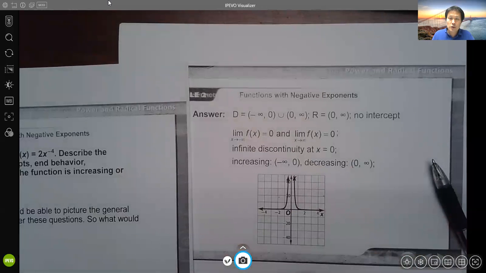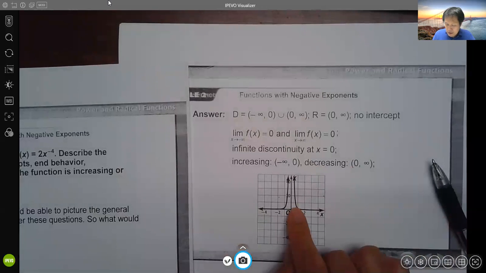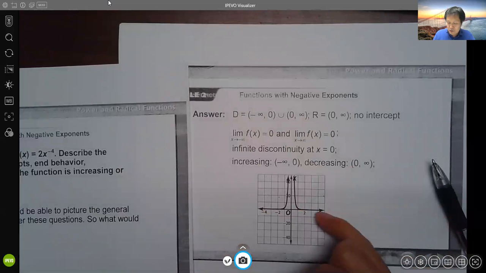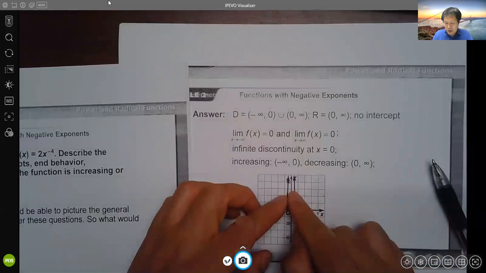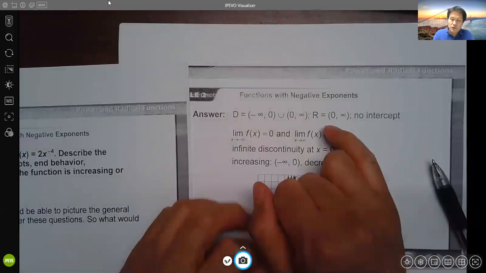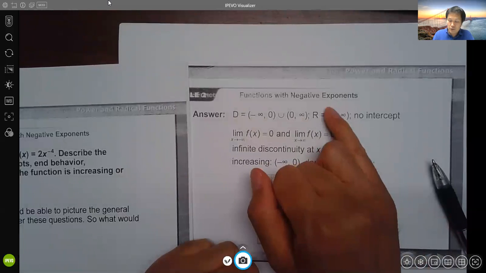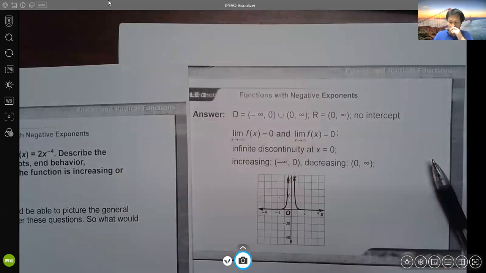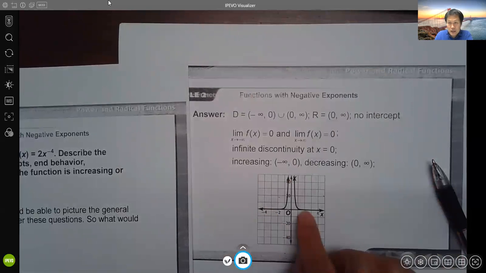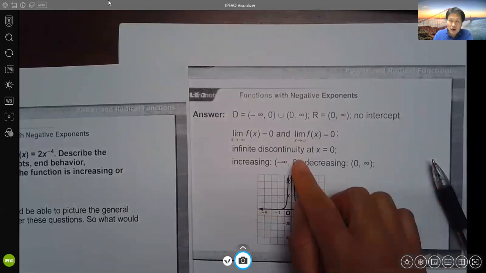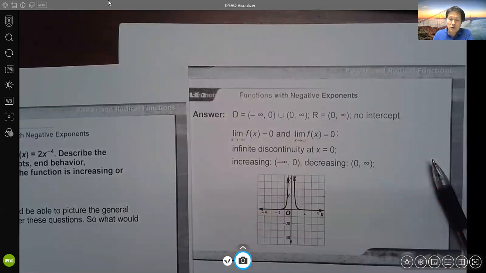One thing you have to be careful about: this keeps approaching 0. It will never touch 0. There's a horizontal asymptote here. So it gets closer, never touches it. That's why 0 does not get a bracket. 0 parenthesis, higher forever, infinity. There's no intercept here. X-intercept: the graph is not going to touch the x-axis. Y-axis: the graph is not going to touch the y-axis either.